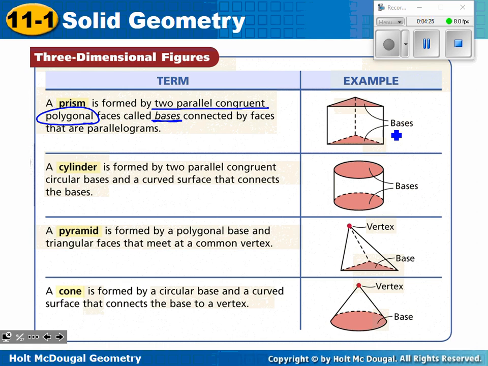Okay? Cylinders are going to be circular bases, but they are very similar to a prism because they have 2 parallel congruent circles. Okay, we'll talk about what this is for in a little bit. So cylinders are different than prisms because they are not made up of polygons. These are circles, which are not polygons, and this is a curved surface, which is not a polygon. Okay, so cylinder is formed by 2 parallel congruent circular bases and it has a curved surface that connects those bases.